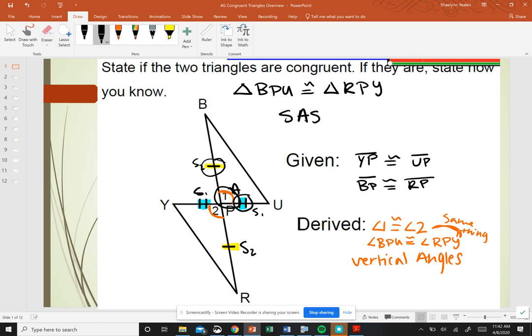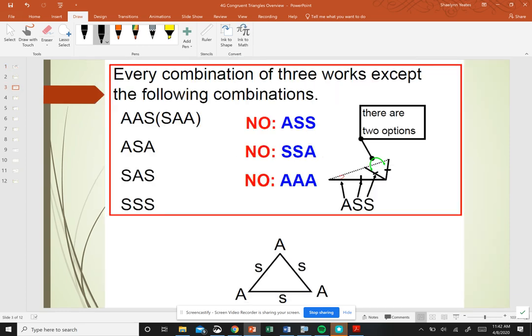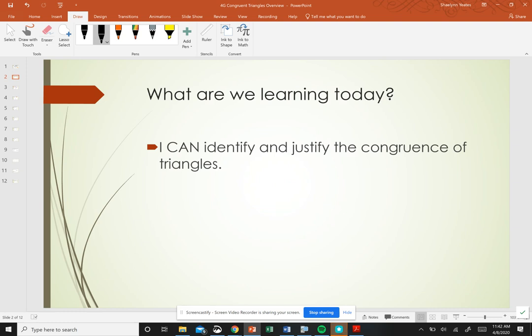If you didn't quite catch that one, we're going to literally be doing this over and over and over again. It's super exciting. Okay, so this is the ending. That's nice. All right. So today, all we're doing is we're focusing on identifying and justifying congruence of triangles. That's it. That's our focus.